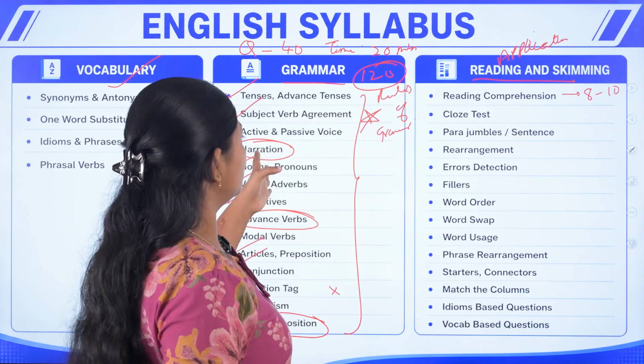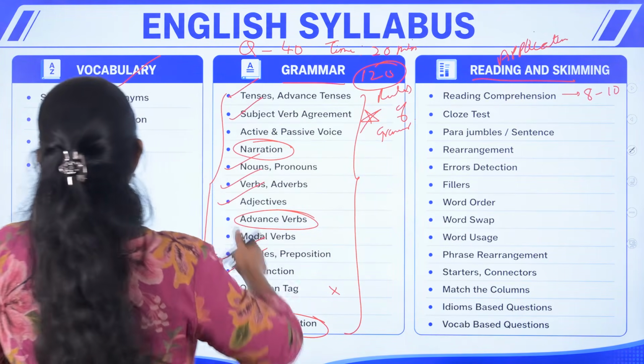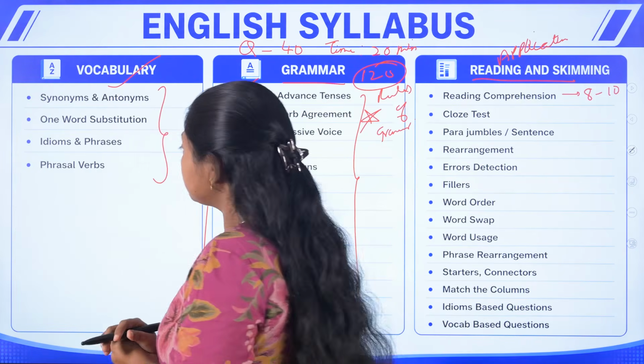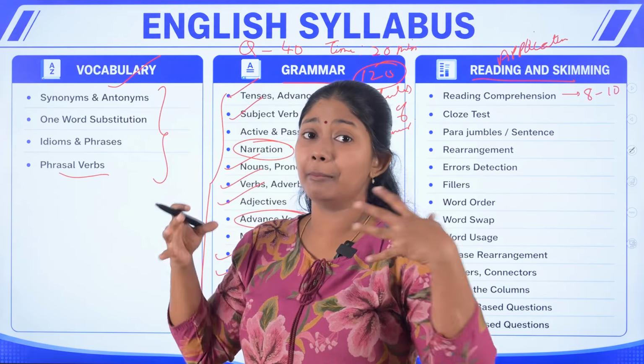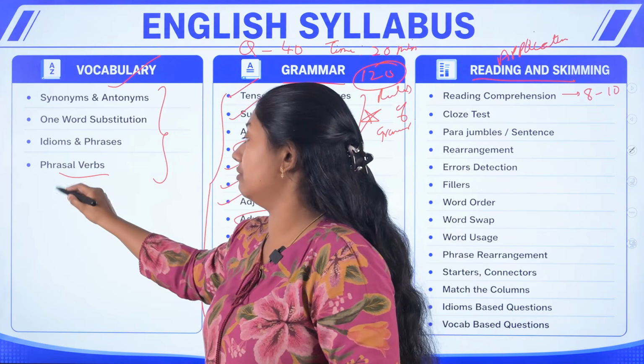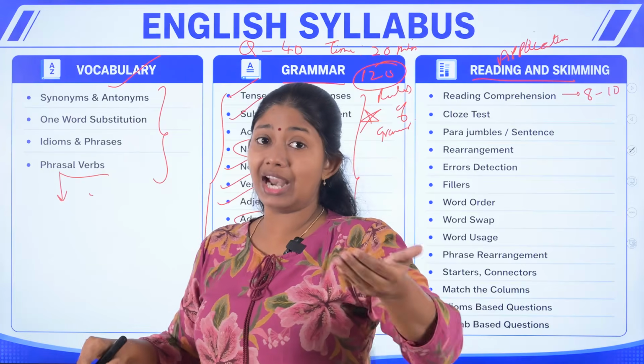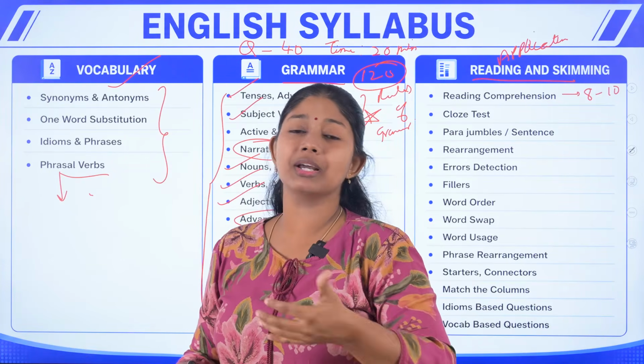So next, coming to the vocabulary. If you look at the vocabulary, you have the phrasal verbs. Phrasal verbs are not limited. There are many phrasal verbs. So what is a phrasal verb? If you add a preposition to a verb, then that becomes a phrasal verb.